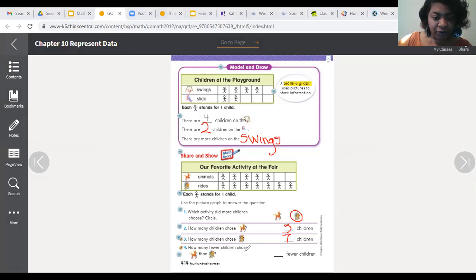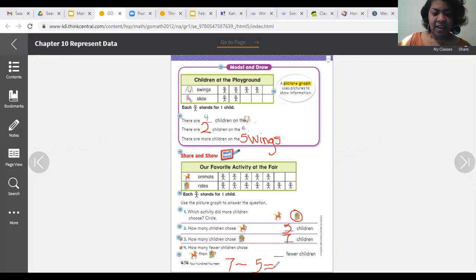How many fewer children chose animals than rides? Okay, so we're trying to figure out how many more children chose rides over animals. So, how many chose rides? 7. Very good. And remember, I told you that I'm going to subtract. So, here's my minus sign. 7 minus how many chose animals? 5.